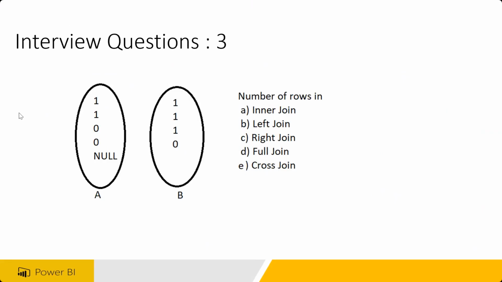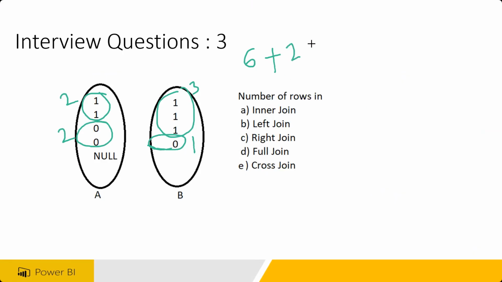Okay. Now, the next question. How many times is this value getting repeated? Only two times. How many times is this repeated? Three. So you will be able to get 2 into 3, 6 rows. 0 is the value. Two times it is repeated. 0 is the value. One time it is repeated. 2 into 1, it will be 2.